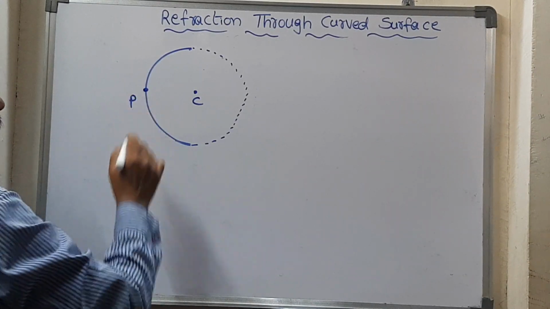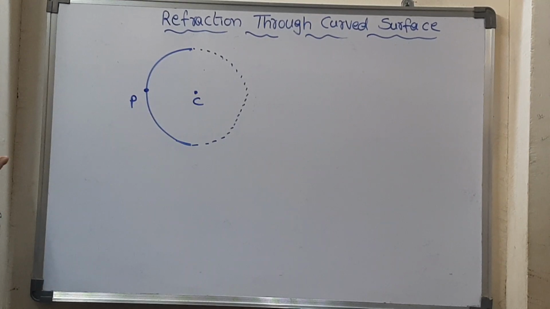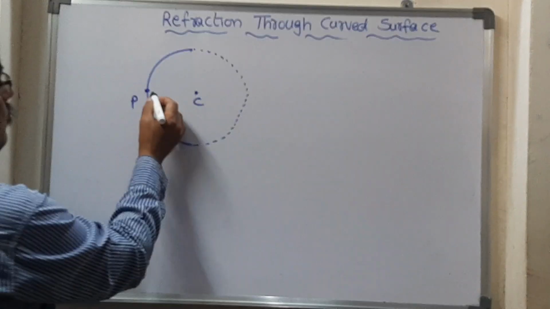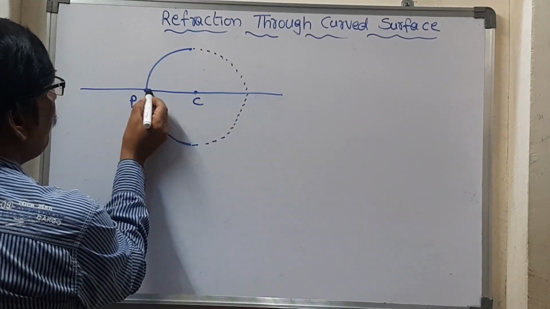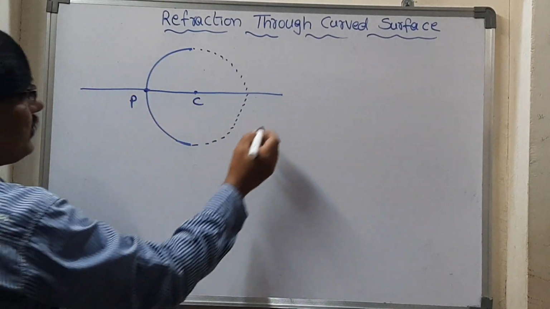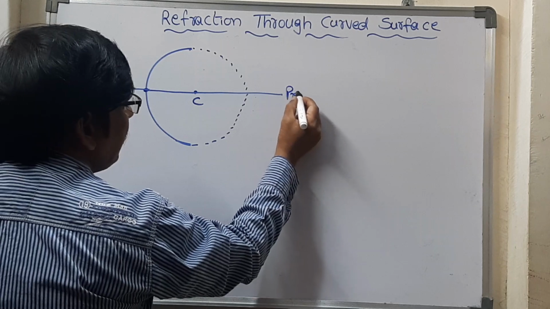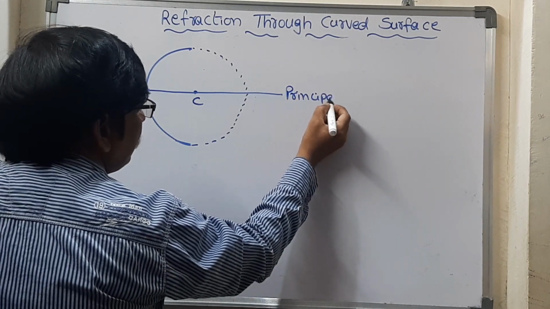What do we call that midpoint? It is the pole. Now let's draw an imaginary line passing through the pole and the center of curvature. Now let's call it the principal axis.